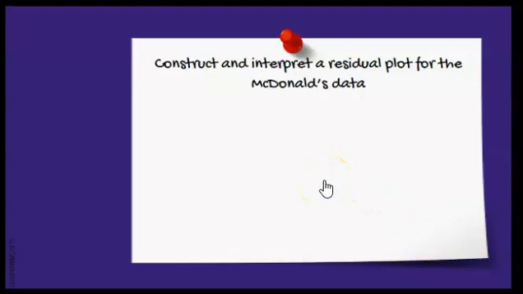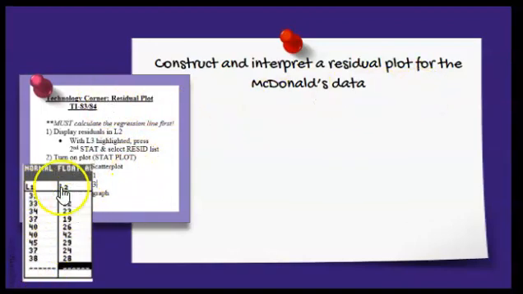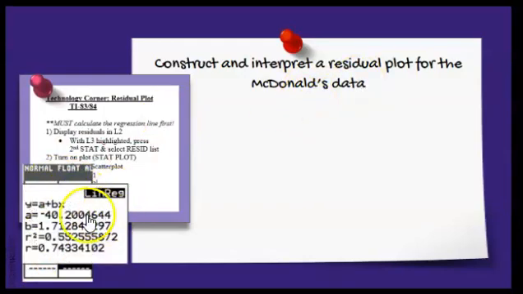So lastly, it says construct and interpret a residual plot for the McDonald's data. So this is a great way to use your calculator. Here are the steps. I'm going to walk you through them real quick. So I have my data in list 1 and list 2. The first thing you have to do to get to a residual plot before you go to graphing is you have to calculate the line. Okay, so we've done that in the previous screens. We went to stat, calc, A, linear regression. We generated these values, right? This has to be in the memory of the calculator in order for a residual list to show up.